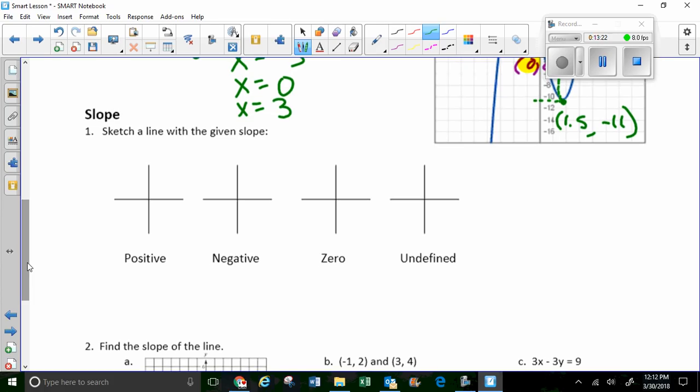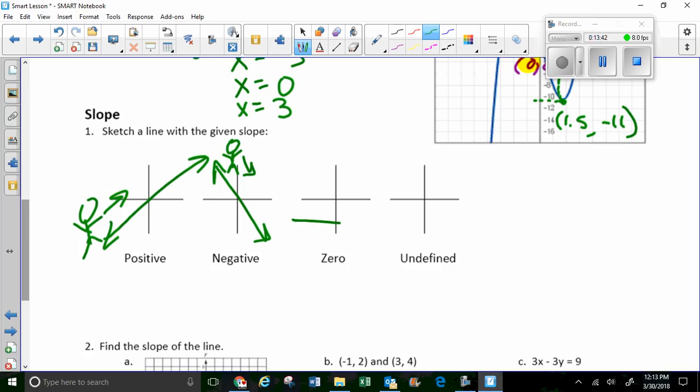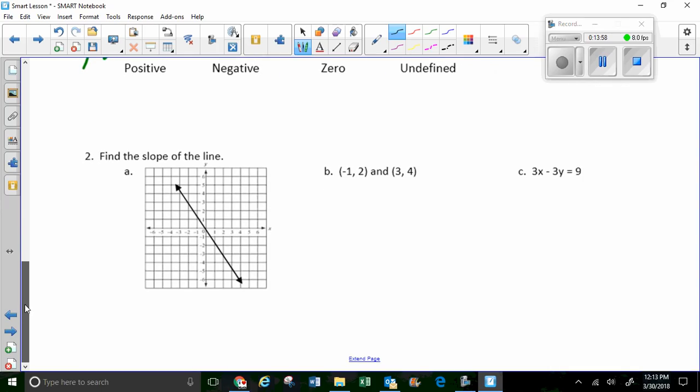For slope, we're going to go ahead and sketch an example of positive, negative, 0, and undefined slope. So positive slope goes up as you look left to right. Remember the little man test. Little man's looking up. Negative slope goes down as you look left to right. Your little man's looking down. 0 slope is a flat line. And I always say you can make a Z with it if you're doing it correctly. And then undefined is a vertical line, and you can make a U with it if you do it correctly. So those are just some fun ways to remember that.